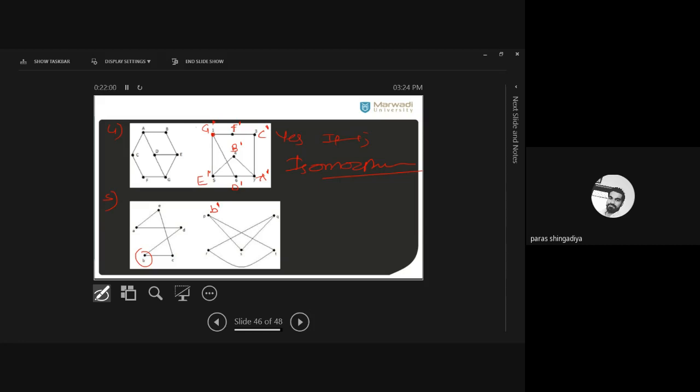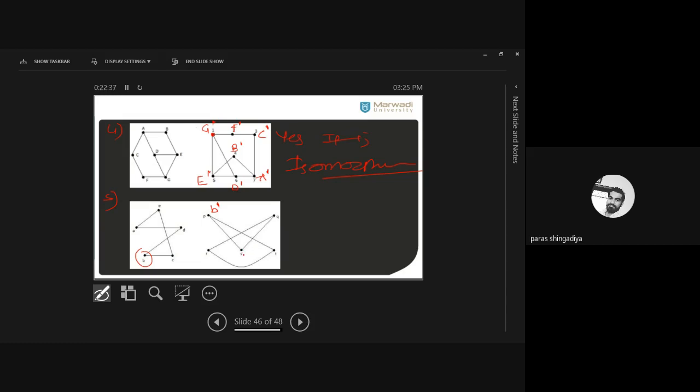Clear? Now B is adjacent to 2 more vertices. B is connected with whom? B is connected with C and D. So find such a vertex in this graph that is adjacent to 2 more vertices and both should have degree 2. What should the degree of both be? It should be 2. So that vertex is adjacent with this vertex and this vertex. Clear? So this will be the image of B and this will be the image of C. Clear? You can use any sequence for that.